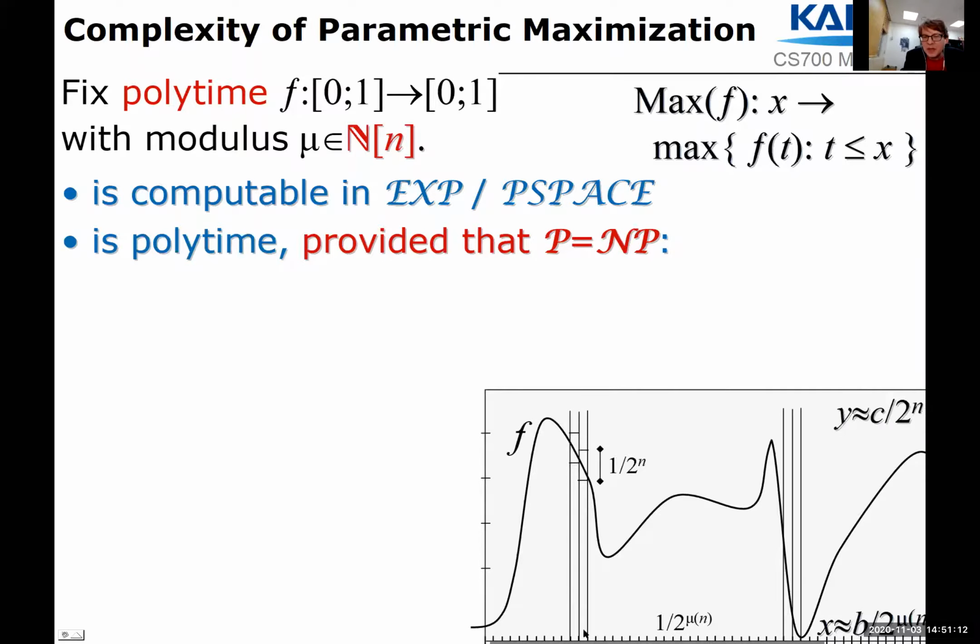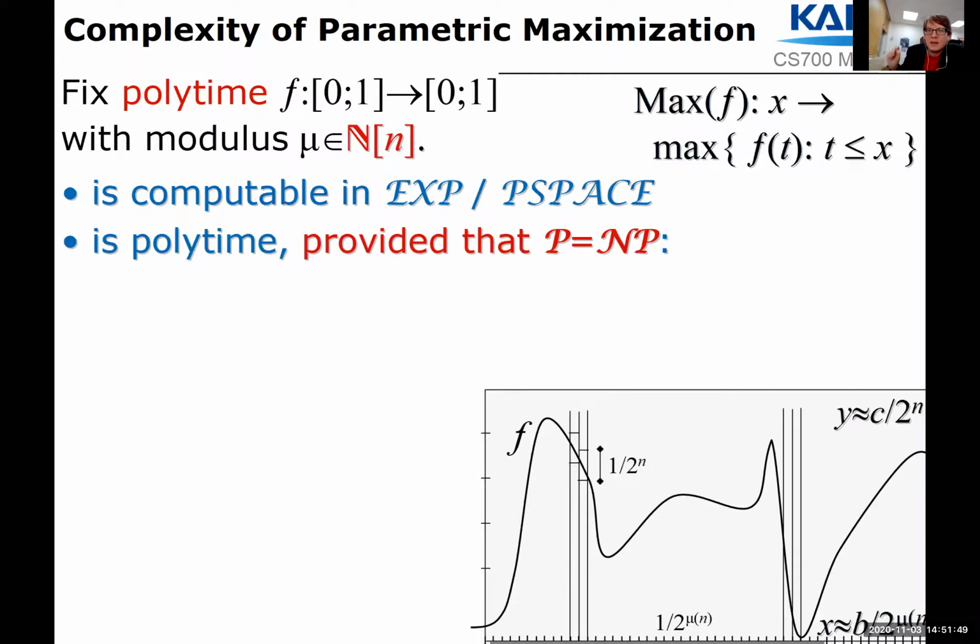Before proving that, let me recall what's the matter about this being a parametric maximum. It means that we need to maximize not in the entire interval, but only on the subinterval up to x, where x is approximated by a dyadic ratio b divided by 2 to the mu of n, where b is an integer numerator. So let's say the maximum should be in this subinterval indicated in gray. And so how can we find the NP algorithm?